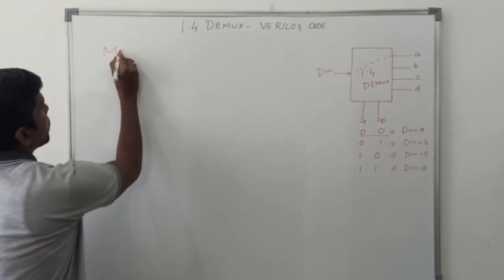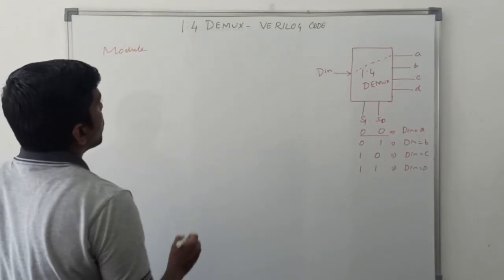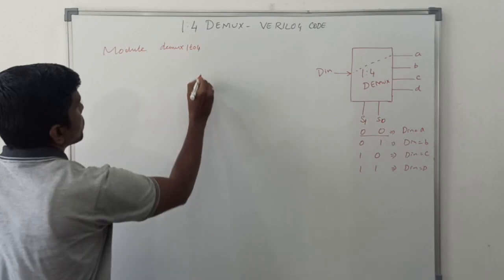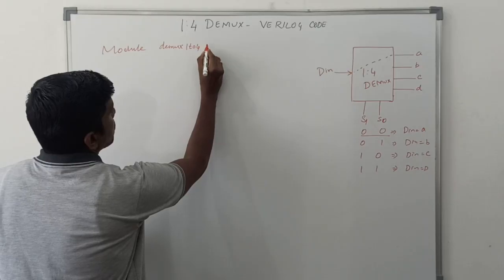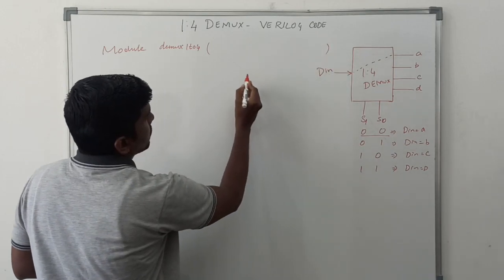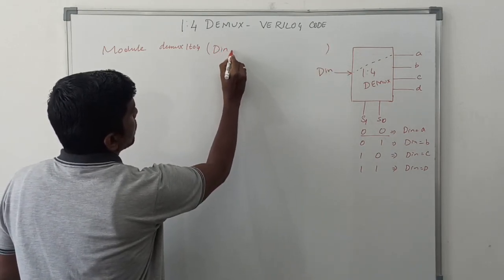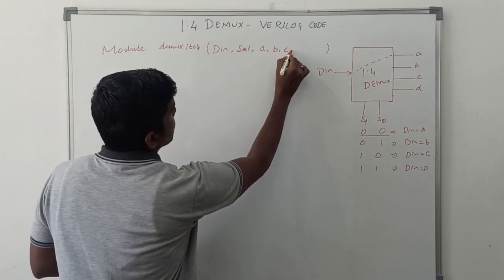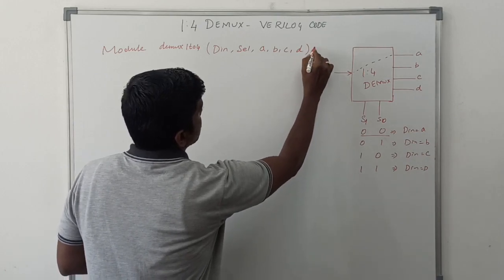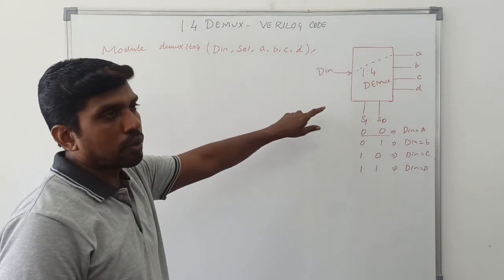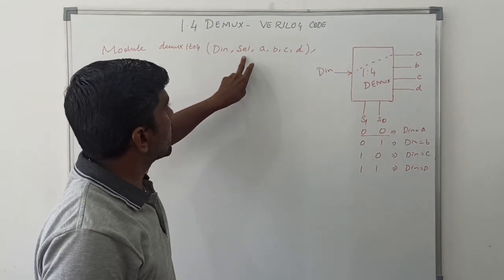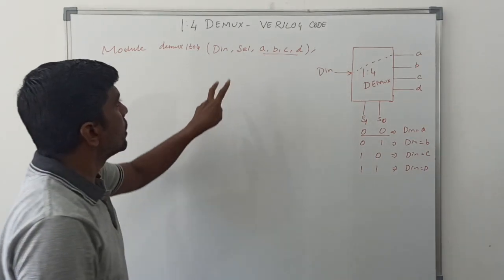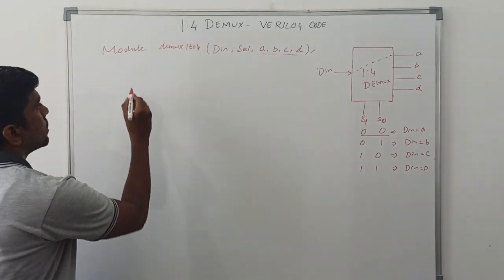As usual, first write module. Then the module name is demux 1 to 4. Then within brackets mention the instantiation: D in, comma, selection line, A comma B comma C comma D. These are the variables used in the block diagram. The four variables A, B, C, D are considered output variables, and these two are considered input variables.